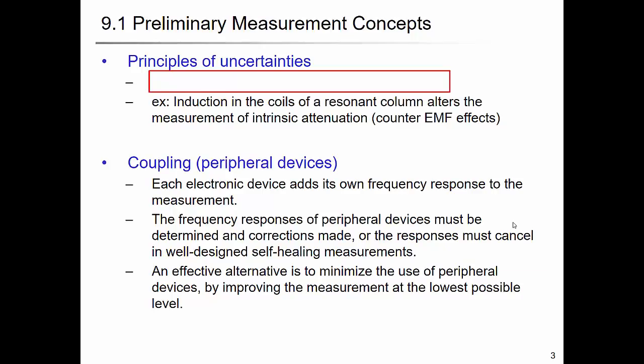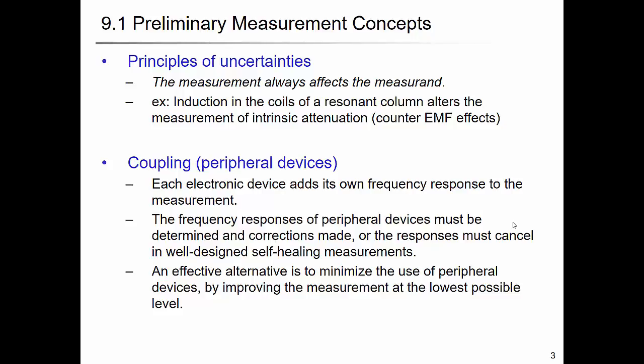So, principles of uncertainties. First, the measurement always affects the measurand. So what is measurand? Measurand is exactly the value you want to measure, right? And measurement results. This sentence means that when you want to measure something, you always add some peripheral devices like electronics. It could be a top and bottom cap, or an odometric cell, or maybe a confining ring, right?